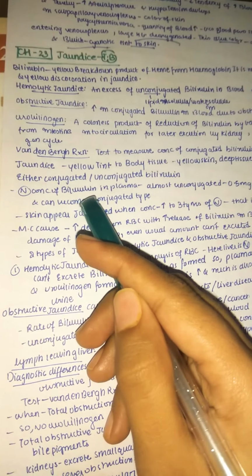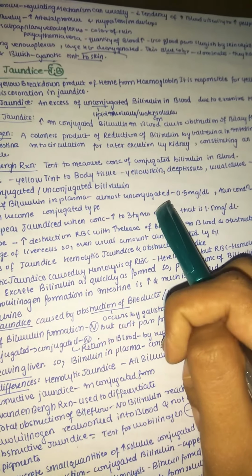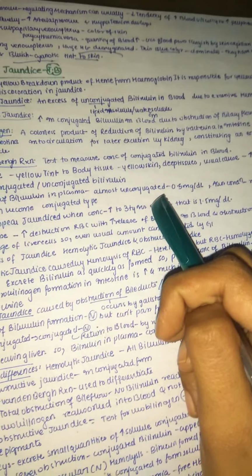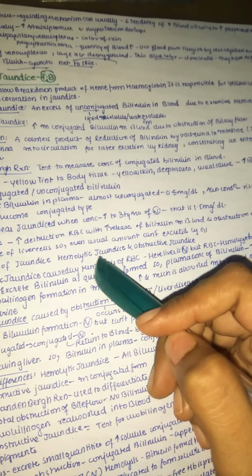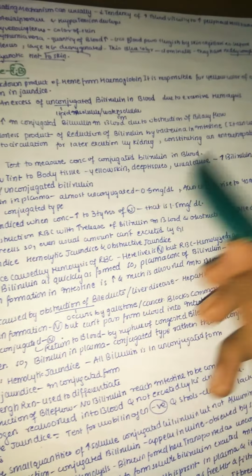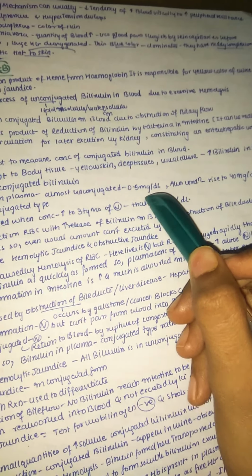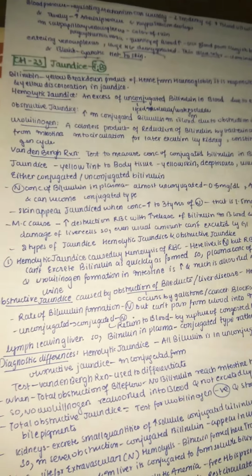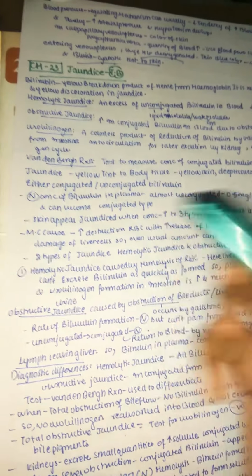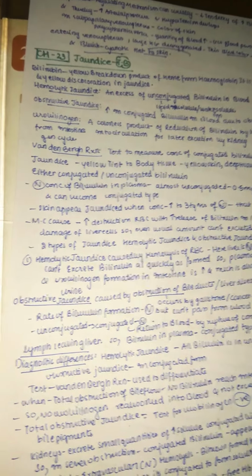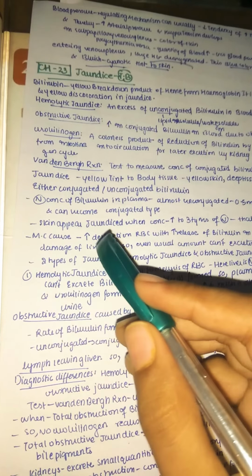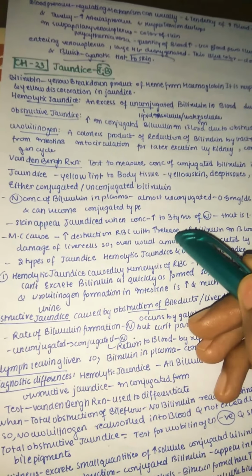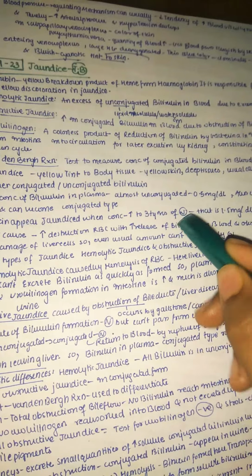So the normal concentration of bilirubin in plasma is almost all unconjugated, because only after reaching the liver will it become conjugated. So normally it will of course be unconjugated, that is 0.5 milligram per dl. In abnormal conditions it can rise to about 40 milligrams per dl and can also become the conjugated type. The skin appears jaundiced, that is yellow in color, when the concentration increases up to 3 times normal, that is 1.5 milligram per dl.